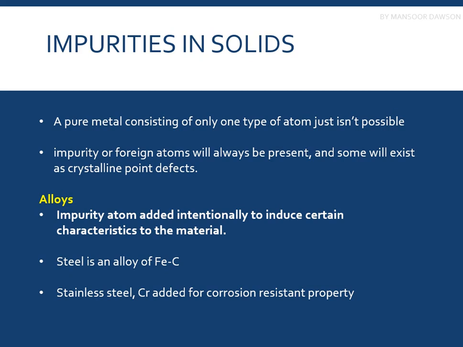For example, if we add chromium or nickel to mild steel, it becomes stainless steel, which is used in our kitchens in daily life and in other products as well. To make it stainless, we have to add chromium or nickel, which is an impurity. But in this case it is beneficial for us because it increases the corrosion resistance of that material.